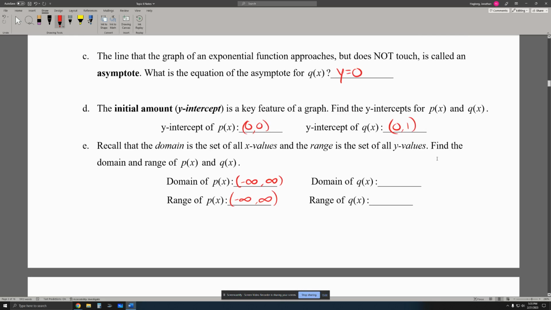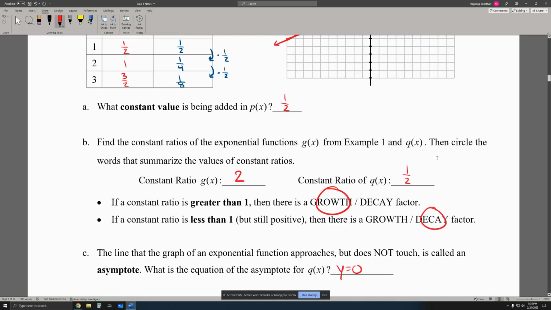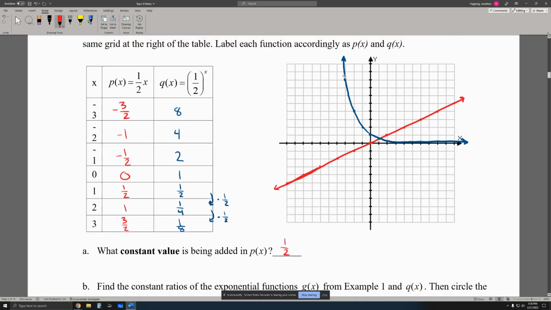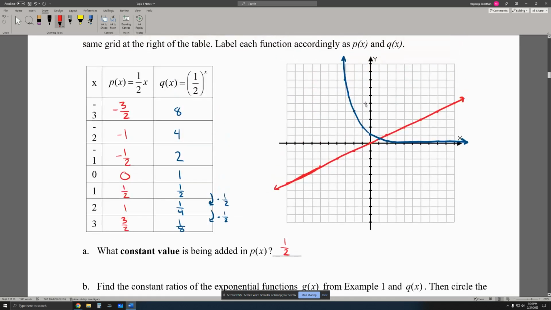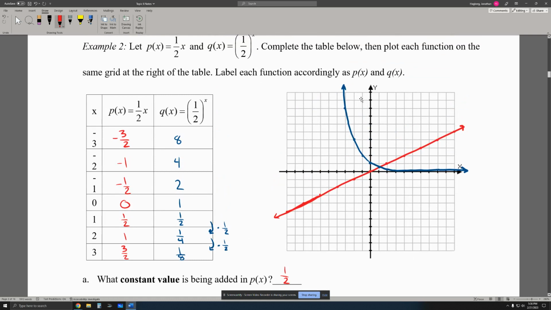Now for q of x, it's a different story. If we look at the domain, are there any x values that we can't plug in? Well, no, we can plug in any x values. So the domain is still the same. We have from negative infinity to infinity. But the range is a little bit different. Are there any y values that we can't hit or any y values that we never reach? Well, yeah, we discussed that the function is never going to reach y equals 0. Likewise, the function will never go past 0.